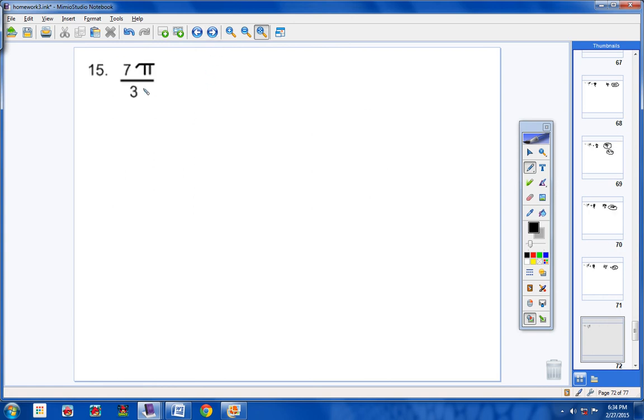Moving on to number 15, we're going to convert this radians to degrees. Anytime you do that, you multiply the given radian by 180 over pi. Your pi's would cancel here. And if you wanted to, we could also cancel the 3 and the 180 here and get a 60. Then you're left with 7, so 7 times 60 is 420, and 1 times 1 is just 1. So 420 degrees.